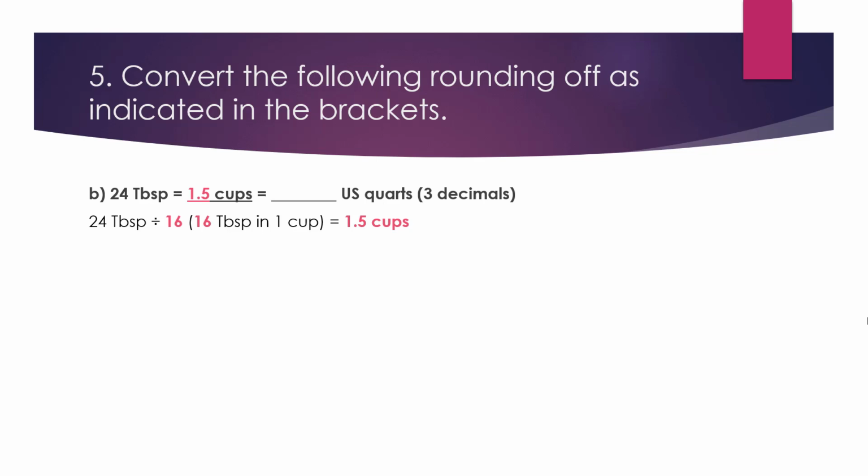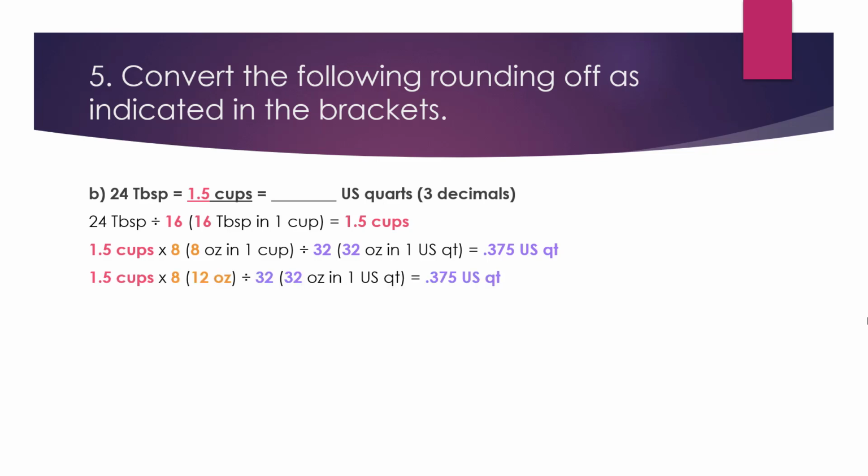Now, how do we get that to U.S. quarts? Well, I'm going to keep using the amount of cups that we have, and I'm going to convert the amount of cups into ounces. And we have 8 ounces in each cup, so if I multiply the amount of cups I have, 1.5, times 8, the amount of ounces in a cup, and then divide that by 32, because there are 32 ounces in a U.S. quart, you see we get to 3.375 U.S. quarts. So let's break it down a bit more. 1.5 cups times 8 ounces per cup, I have 12 ounces.